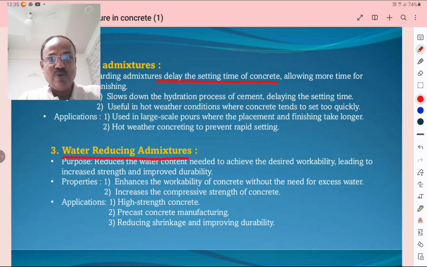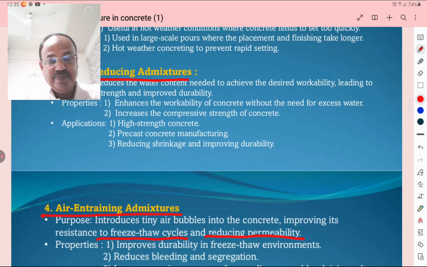Then we are going to discuss the water reducing admixtures. It reduces the water content needed to achieve the desired workability, leading to increased strength and improved durability. What are the properties of water reducing admixtures? It enhances the workability of concrete without the need of excess water and increases the compressive strength of concrete. What are the applications? It is used in high strength concrete. It is used in precast concrete manufacturing, and it is used to reduce the shrinkage and improve the durability.